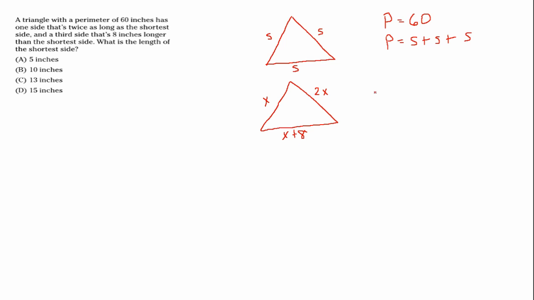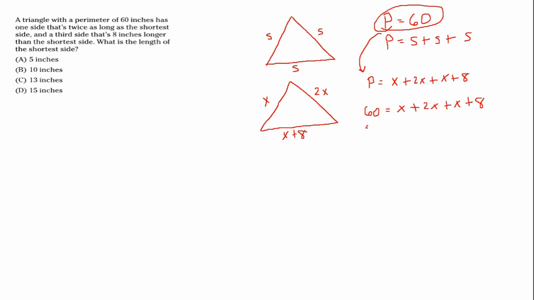Now we can plug things in. Again, perimeter is side plus side plus side. So we have perimeter equals x plus 2x plus x plus 8. We know the perimeter, or P, is equal to 60, so let's plug that in as well. 60 equals x plus 2x plus x plus 8.